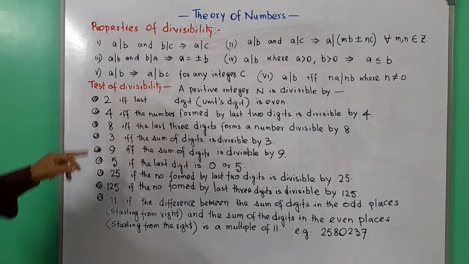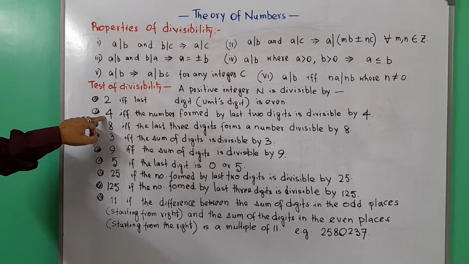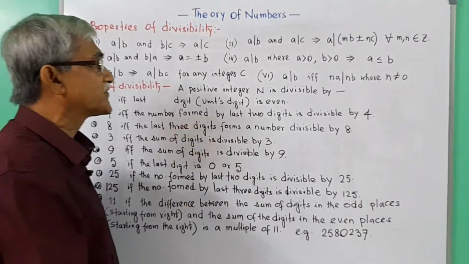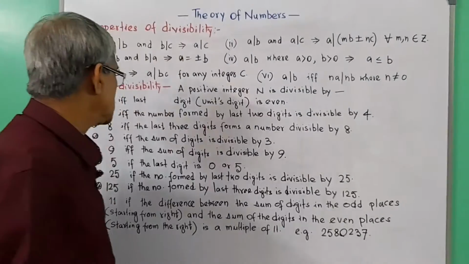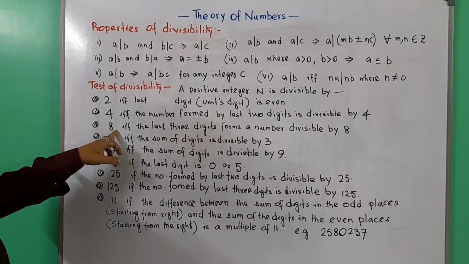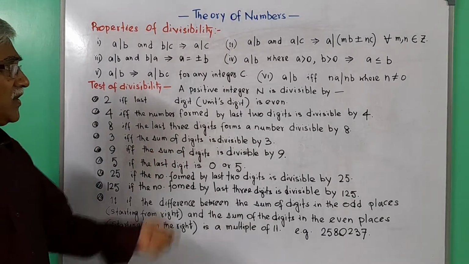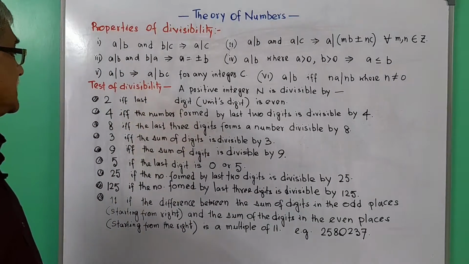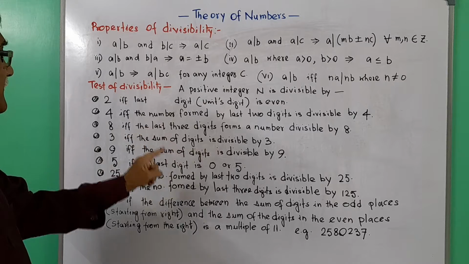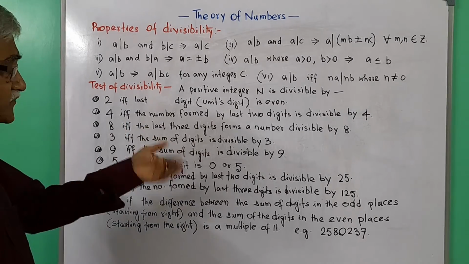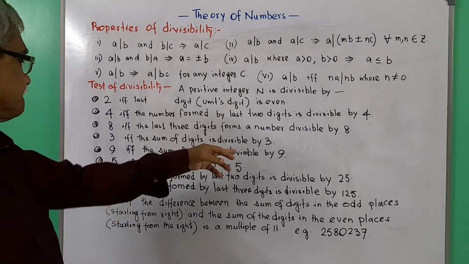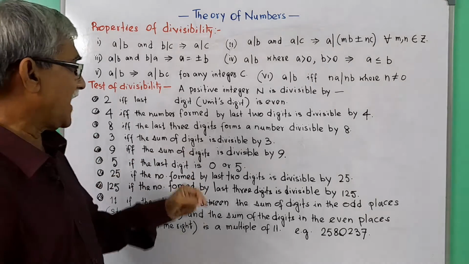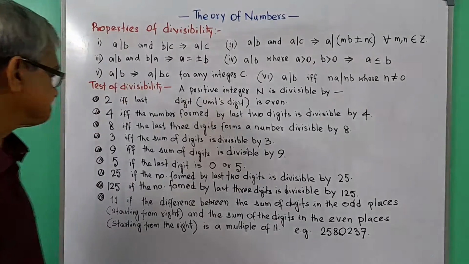The number is divisible by 4 if and only if the number formed by the last 2 digits is divisible by 4. It is divisible by 8 if and only if the last 3 digits form a number divisible by 8. The number is divisible by 3 if the sum of the digits is divisible by 3. It is divisible by 9 if the sum of the digits is divisible by 9.